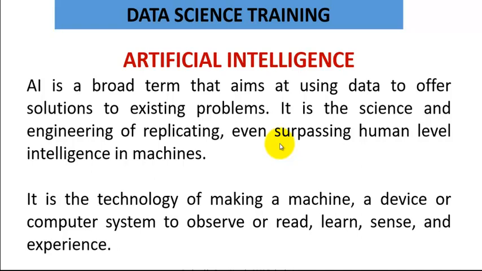For example, speech recognition systems, security systems, all the systems that help us solve one problem or the other, they are all AI systems. So it is a technology that makes a machine, a device or computer system, or even a piece of software, observe, read, learn, sense and experience.